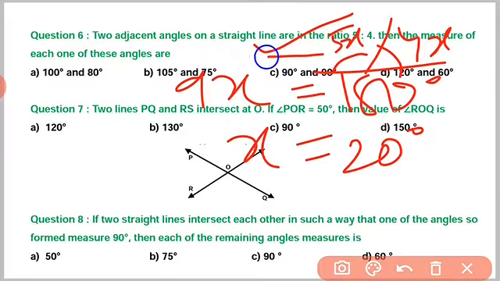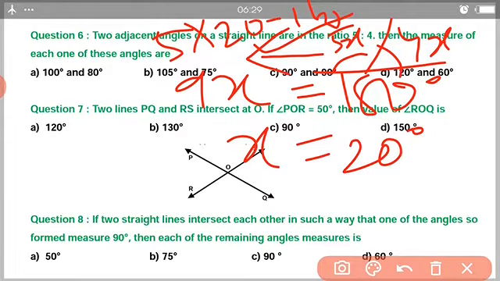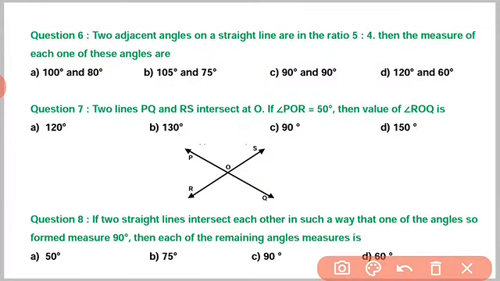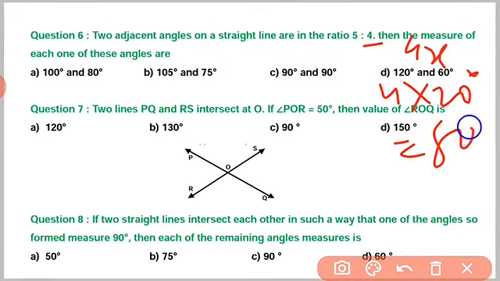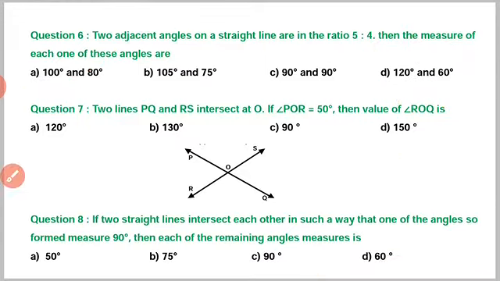So what will be the measure of this angle? It will be equal to 5 multiplied by 20, that is 100 degrees. And what will be the value of the other angle, that is 4x? It will be equal to 4 multiplied by 20 degrees, that will be equal to 80 degrees. So the first option is correct.